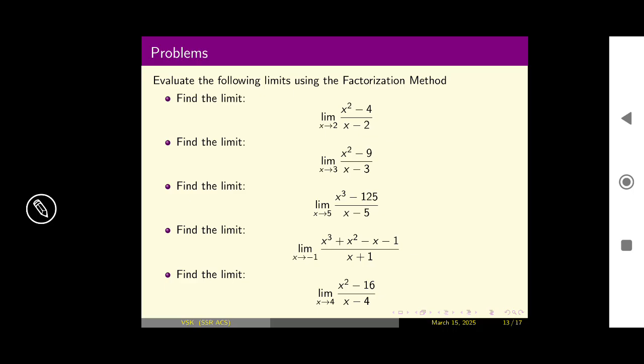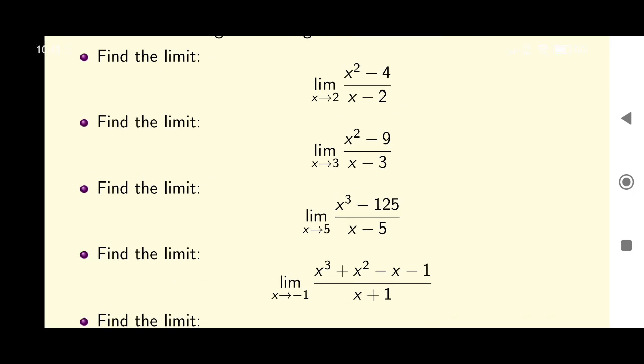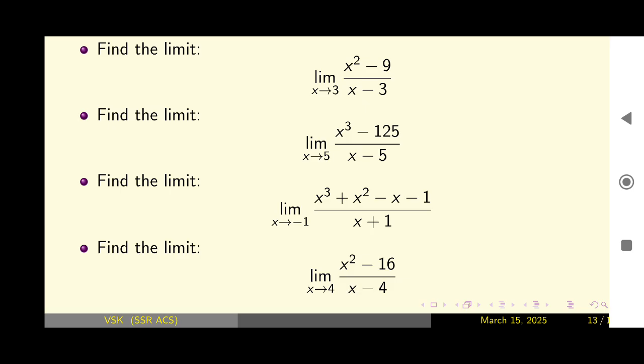Now these are the exercises you can try. Here you write x plus 2 and x minus 2. Here you apply the formula a square minus b square, so it becomes x plus 3 into x minus 3 and gets cancelled. In this one you can take common x square from these two terms, and from here minus 1 you can take common and you can cancel, and from here you write this as x square minus 4 square. This will become x plus 1 into x plus 4 upon x minus 4, and after simplification you can get the answer very easily.